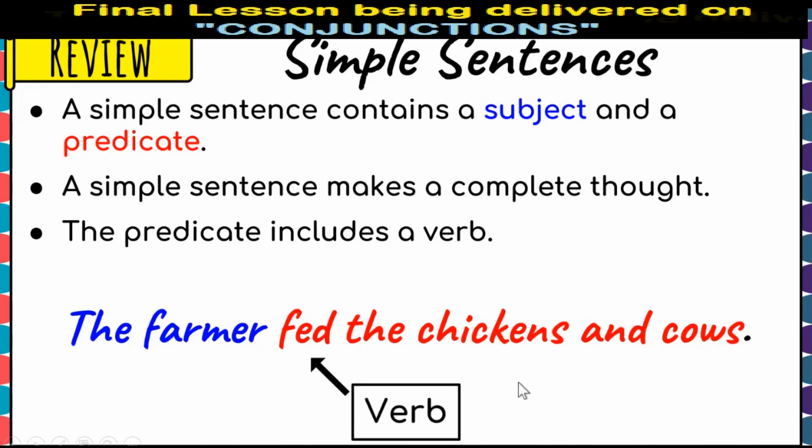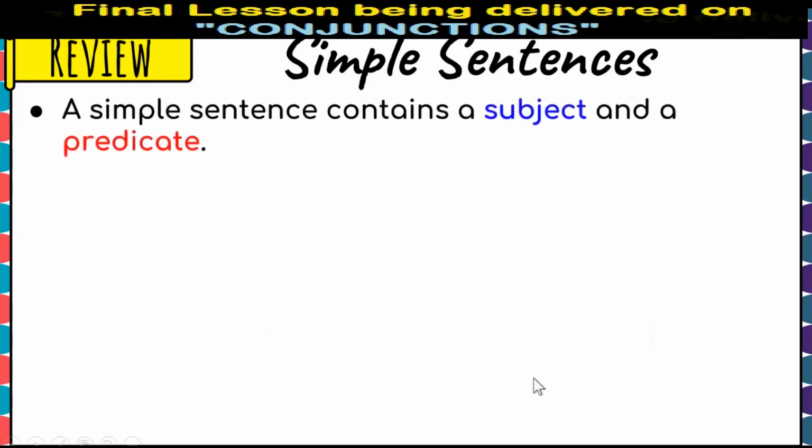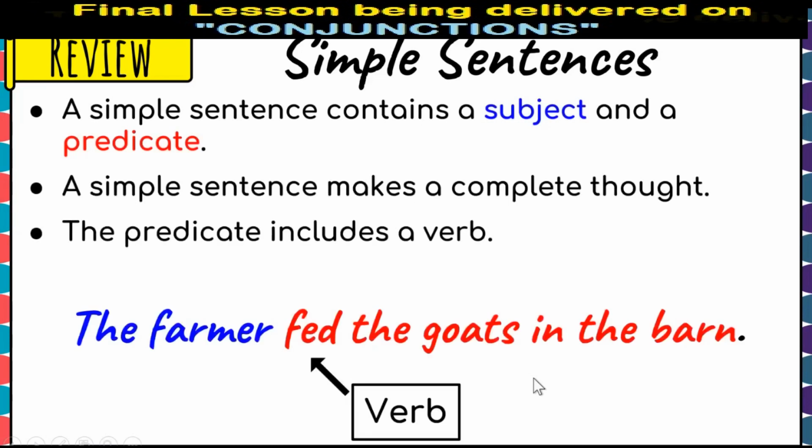Let me show you another example. Okay, the farmer fed the goats in the barn. See, I used goats and barn, another two nouns, after the word fed because it's a verb. So my predicate begins from the verb until the end of the sentence, where I can see a period. And the beginning part of my sentence, as you said, the noun, the main subject, the focal point of my sentence, is the subject of my sentence.